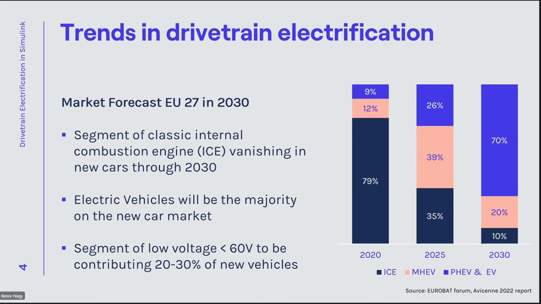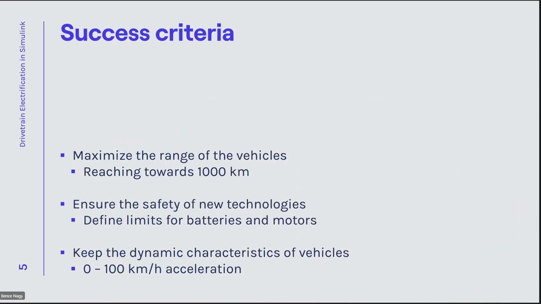But this is nice to see, but there are some success criteria that have to be met for the drivetrain electrification to be ready for this big leap in the next 10 years. So we will need to maximize the range of the vehicles. You are mostly familiar with the ranges that you see now of the electric vehicles. They are reaching up to 600 kilometers maybe, but this is not enough. We will have to go further, and we will need to reach towards 1000 kilometers.